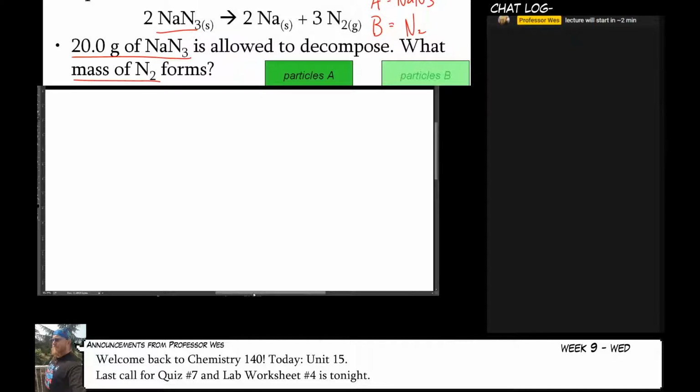So according to our little chart that you can't really see on the screen anymore, we are starting with grams of sodium azide, and we need to get to grams of nitrogen that is generated from this. Now I know that if I have some moles of sodium azide, I can figure out how many moles of nitrogen there are from the balanced chemical equation there, right? And here's our relationship. 2 moles of sodium azide is equal to 3 moles of nitrogen.